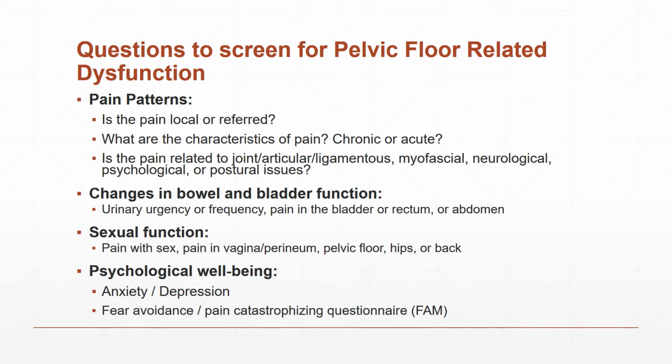So some questions to ask to screen for pelvic floor related dysfunctions. The goal is actually to determine the pain patterns and pain generators. So you want to know if the pain is local or referred, and what are the characteristics of the pain. Is it chronic, acute, or is the pain related to some type of joint issue, bone, ligamentous? Is it myofascial restrictions? Is there a neurological component? Is there a psychological component? And is it related to posture?